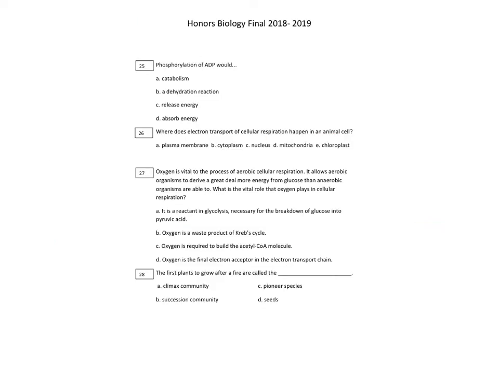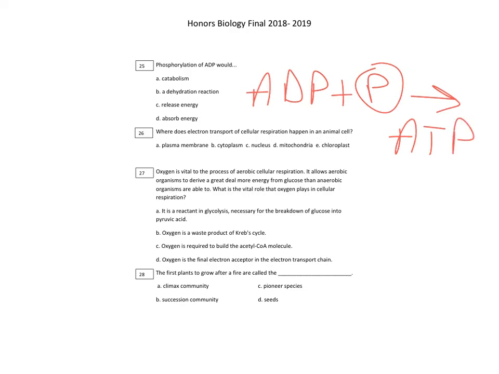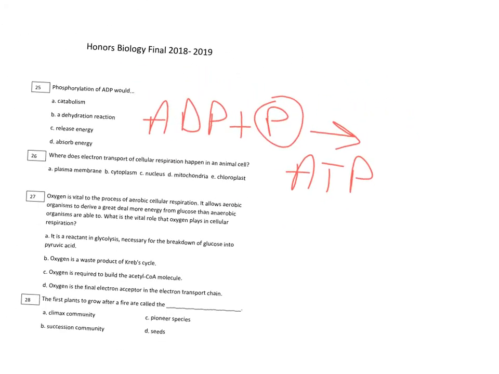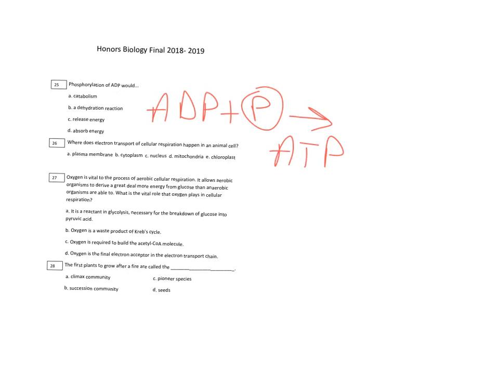All right, photosynthesis would do phosphorylation of ADP. What do we do with ADP? Well, we add phosphate to it. That's what we call phosphorylation, and that makes ATP. That's what everyone should know by now. You should know that. That's what we do.